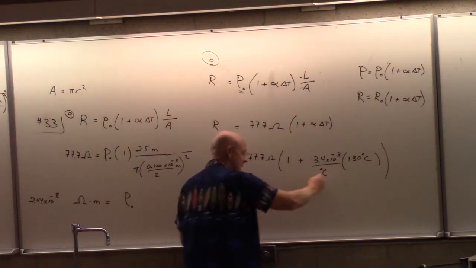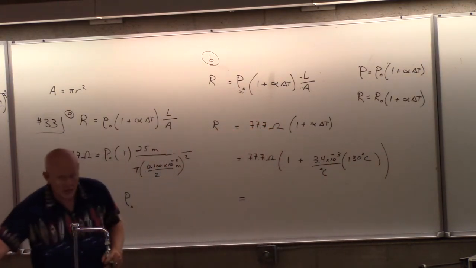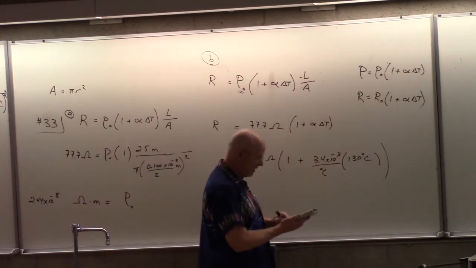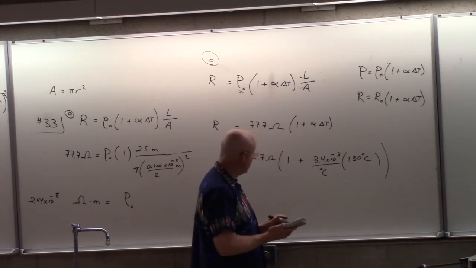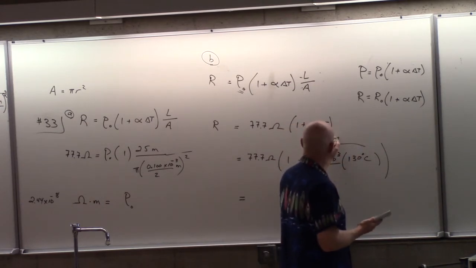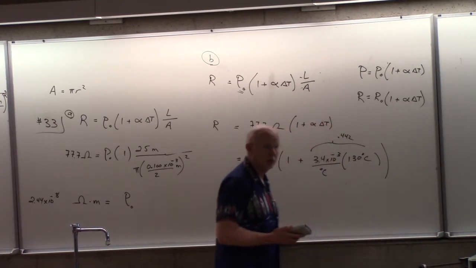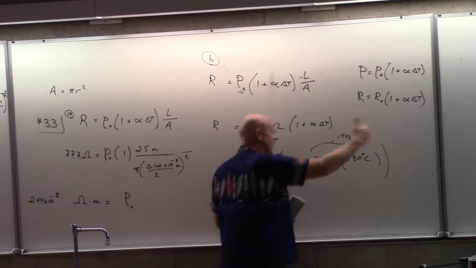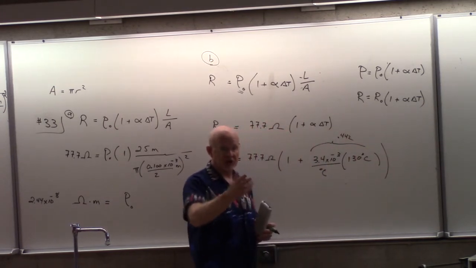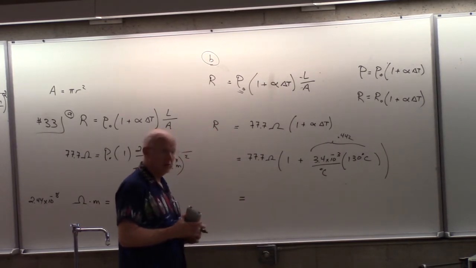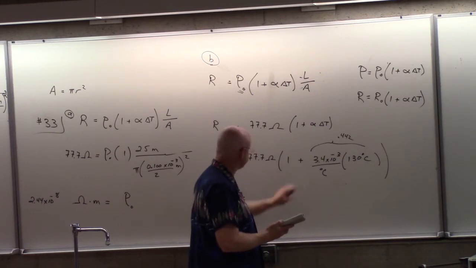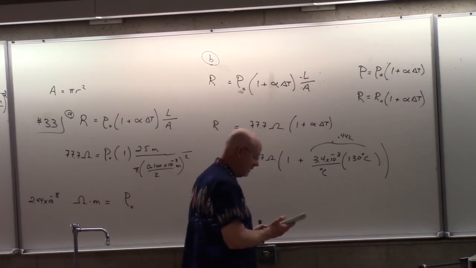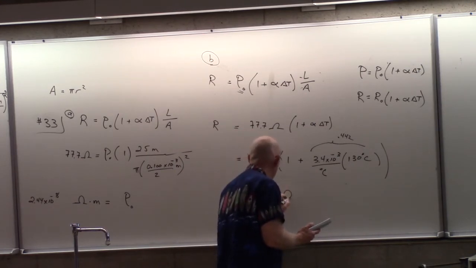Okay, so now I can get out my calculator and get a number. And out of curiosity, I'm going to start right here, because it's these two together that give the percentage increase. So 3.4 times 10 to the minus 3 times 130 gives 0.442. And so we have 1 plus that. So this is the increase, 44%. We're going to take 77 and increase it by 44%. So I've got this plus 1 and then times 77.7, and we're looking at 112 ohms now.